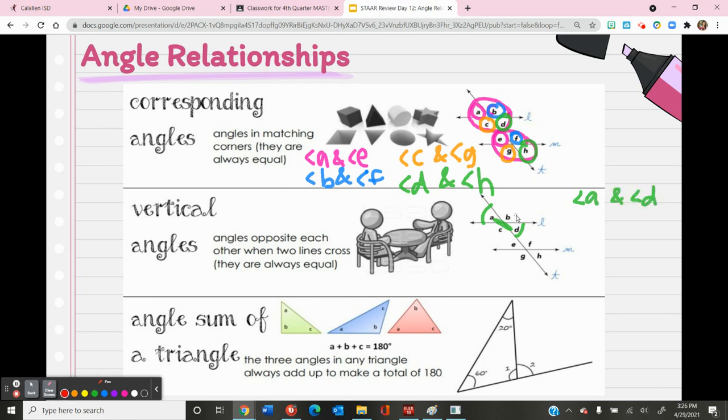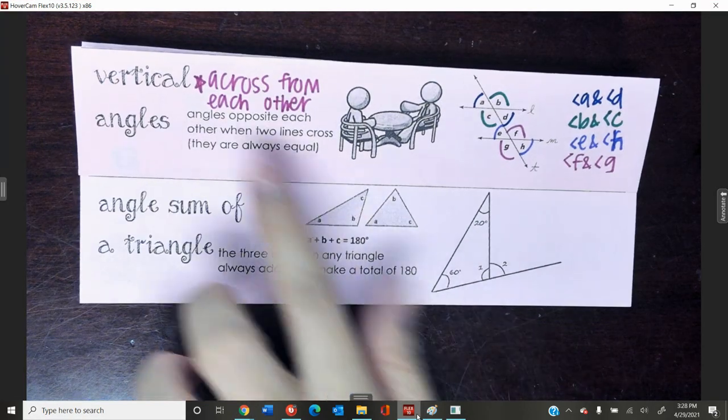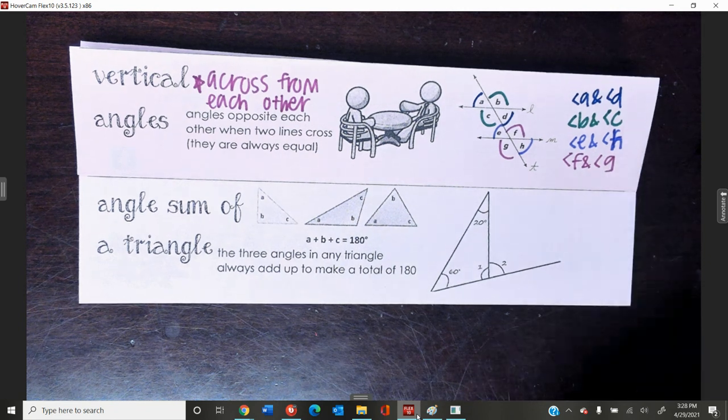And then we also have angle B and angle C. We also have angle E and angle H. Again, they are directly in front of each other. And we also have angle G and angle F. So again, they are directly across from each other. When they are across from each other, they have equal angles. So if angle A is 80 degrees, angle D is 80 degrees. Okay, so here again, they are across from each other, and then here are your angle measurements.